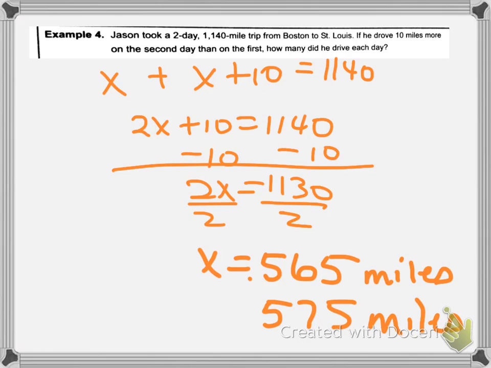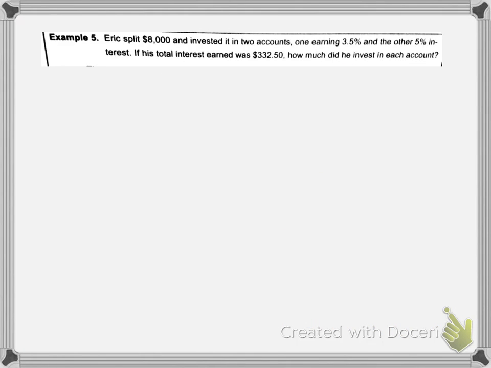Okay? Awesome. Last problem. Eric split $8,000 and invested into 2 accounts. One earning 3.5% and the other earning 5%. If his total interest earned was $332.50, how much did he invest? Okay, so you're going to have the first account and the second account. Yeah, so we'll have an X and Y.